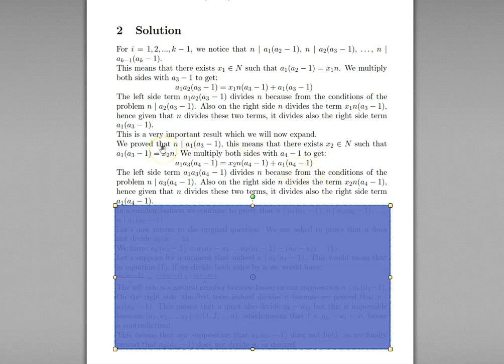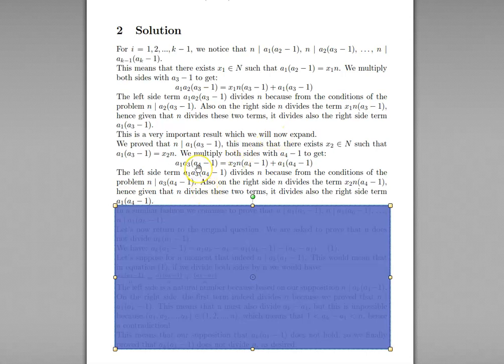minus 1. So to prove that, we start from the expression n divides a1 times a3 minus 1, which we just proved. This means that, as in the same reasoning we did above, there exists a natural number x2 which belongs to N, such that a1 times a3 minus 1 is equal to x2 times n. We multiply both sides by a4 minus 1, and we do the same reasoning that we just did for the expression above.